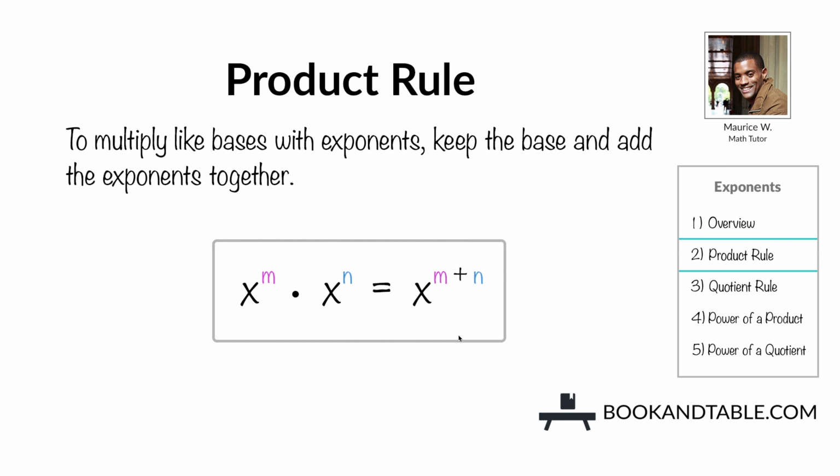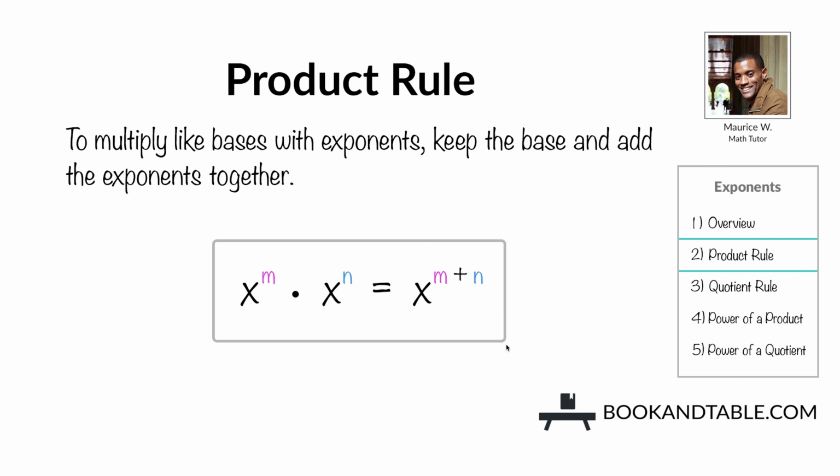Let's now discuss the product rule. To multiply like bases with exponents, keep the base and add the exponents together. So x is our base in this term and x is our base in this term. So we can multiply these terms by adding their respective exponents. So x to a power of m times x to a power of n would allow us to simplify it to just one base instead of two. And we do that by adding the exponents together, m plus n.